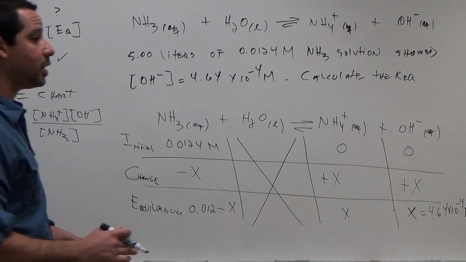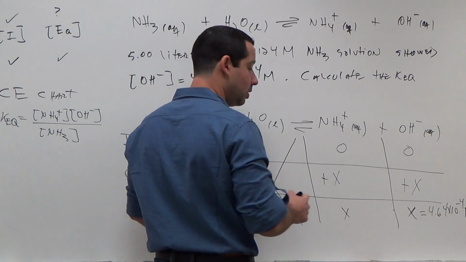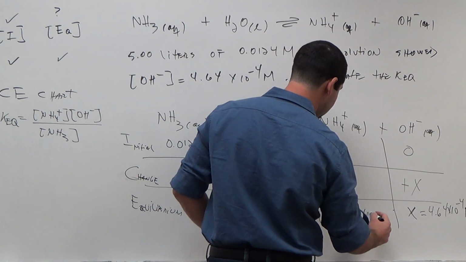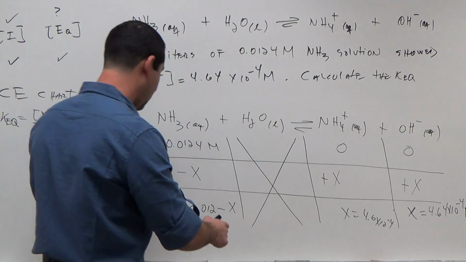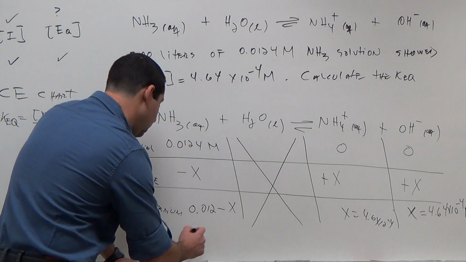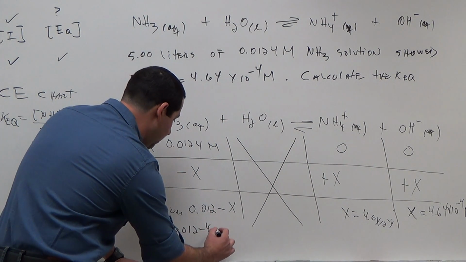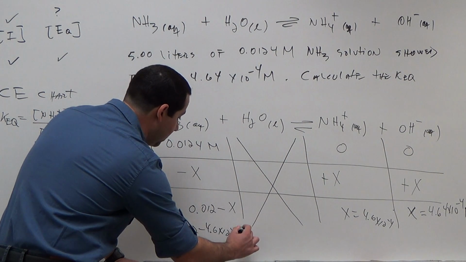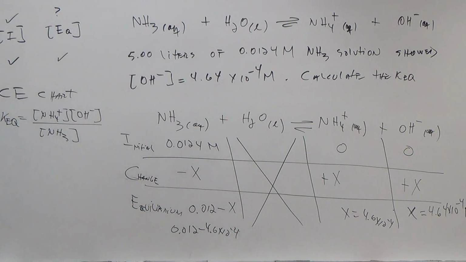Of course, now that you found the x, now you're going to plug it in everywhere, yes? So here's another x. This is 4.6 times 10 to the minus 4. Is this another x? This another x. 0.12 minus 4.6 times 10 to the minus 4. What does that give you?